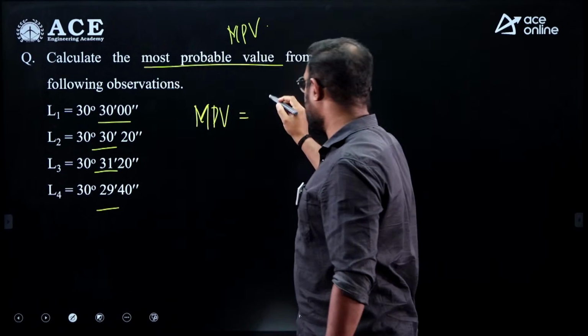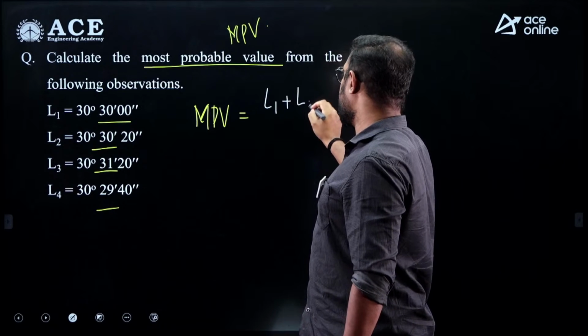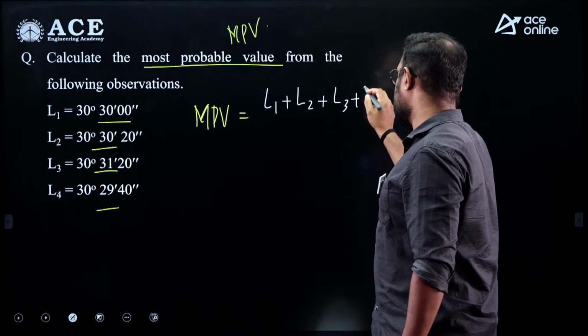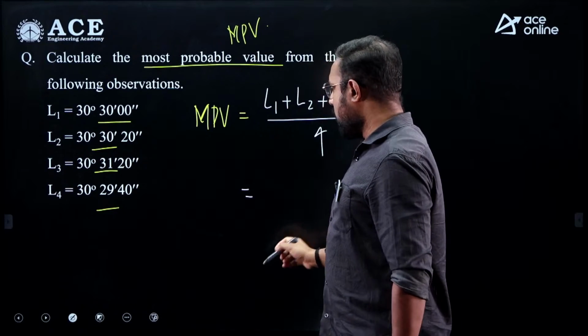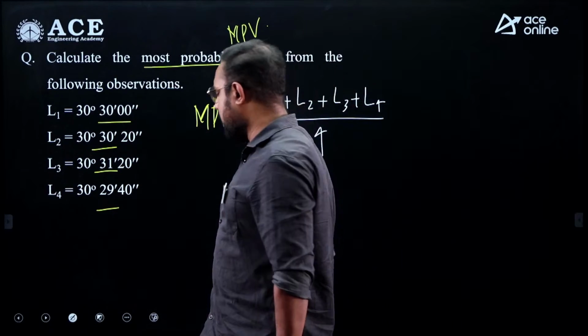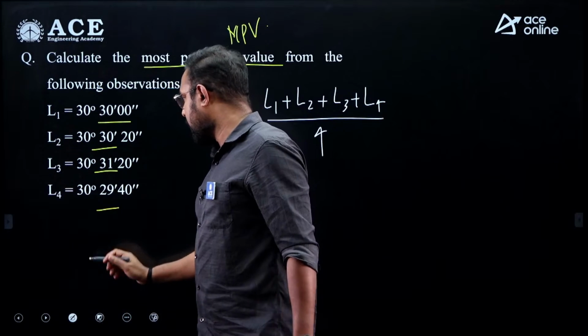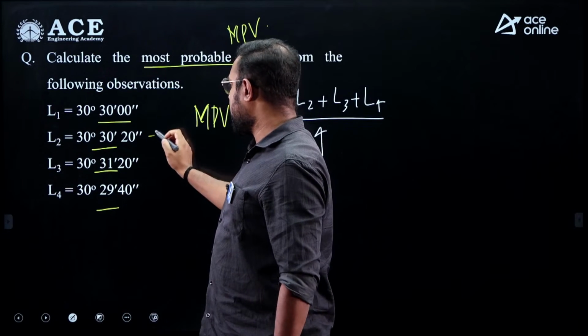The weighted arithmetic mean will be angle L1 plus angle L2 plus L3 plus angle L4 divided by 4. Now, if you see, most of the angles are very close to 30 degrees 30 minutes. So, this is more than 30 by how much?